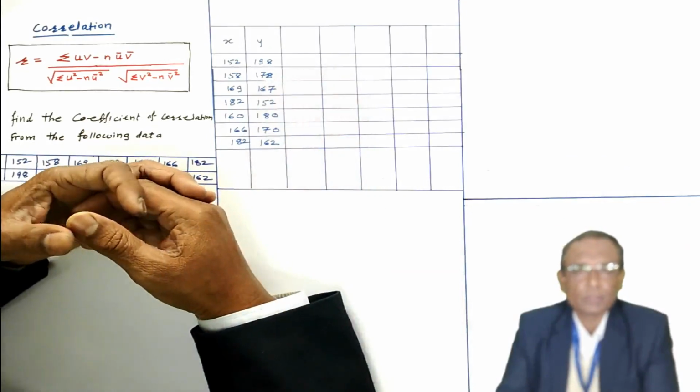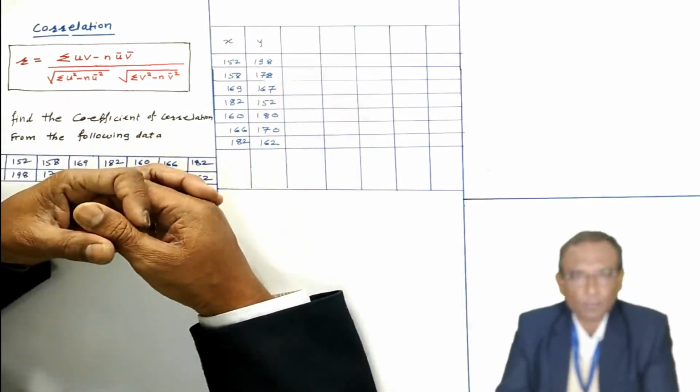Hello friends, welcome back. In the last lecture, we discussed correlation between two variables: how much they are correlated, how demand and supply are correlated, how population and food demand are correlated, how speed and the distance covered are correlated. Now, in continuation, we are going to discuss one more problem on correlation.